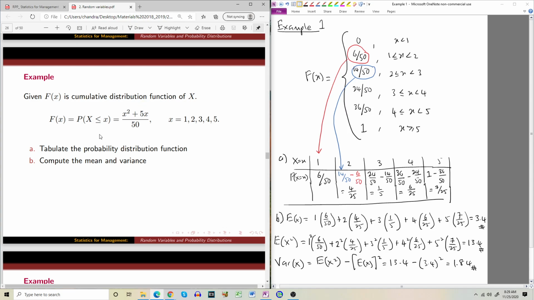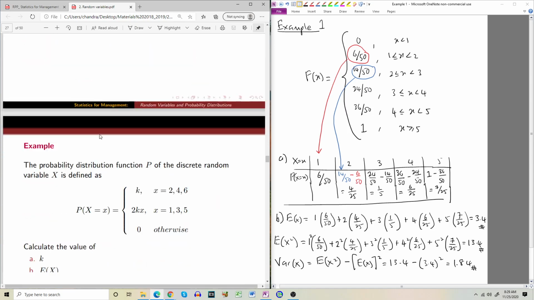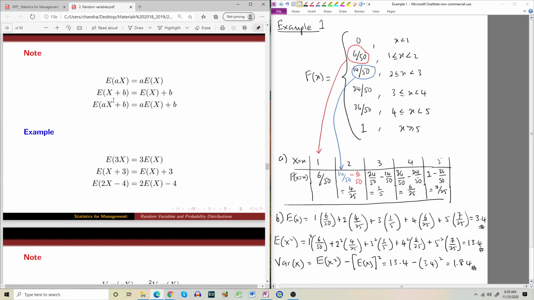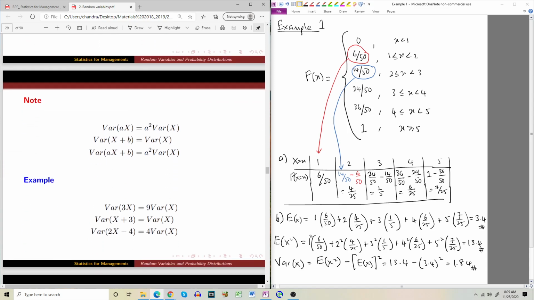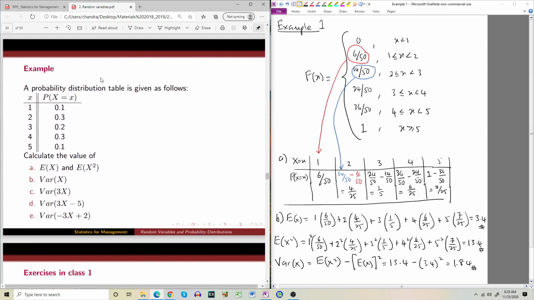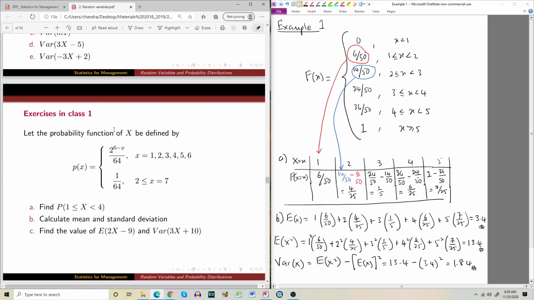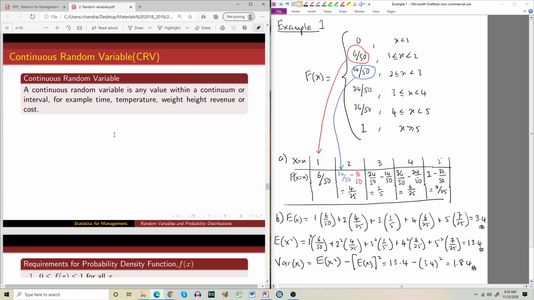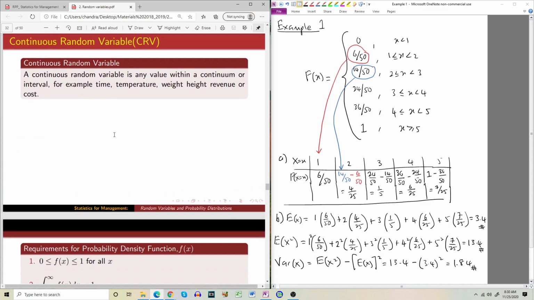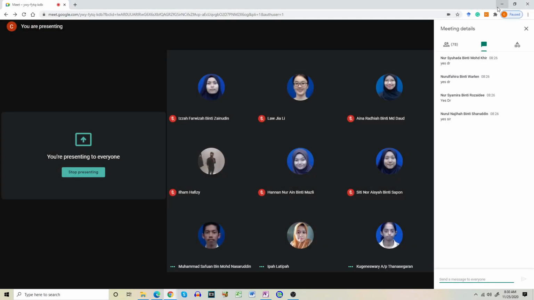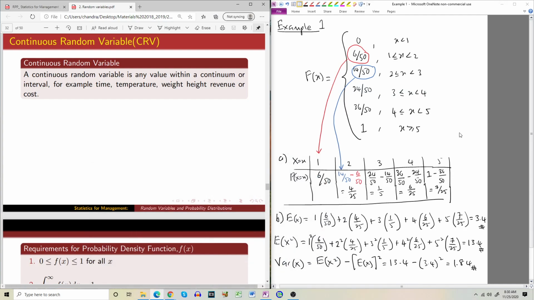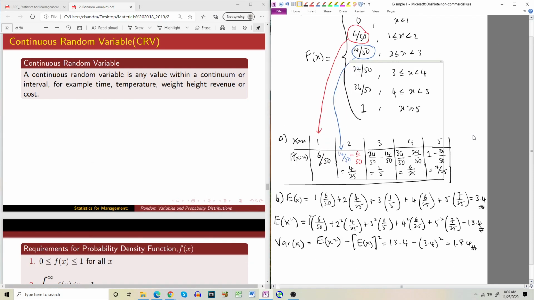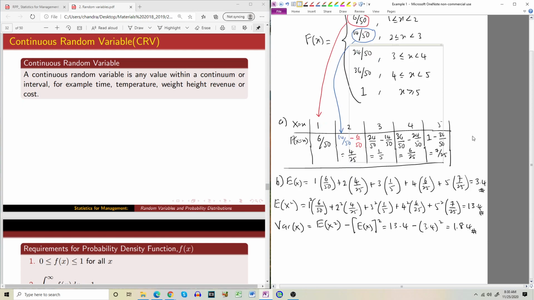So that is regarding example 1. Example 2 I have done, and I ask you to go through these notes. It's quite easy, and I ask you to do this example 3 and exercise in class 1. I have given you the answer. If you have any problem, you can always ask me. Now we will go to continuous random variable. Hope you guys get this answer.